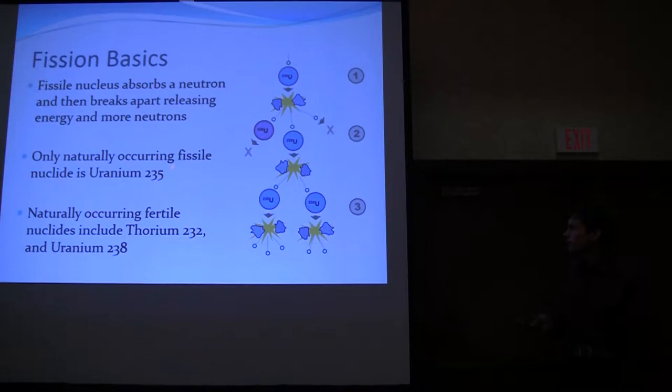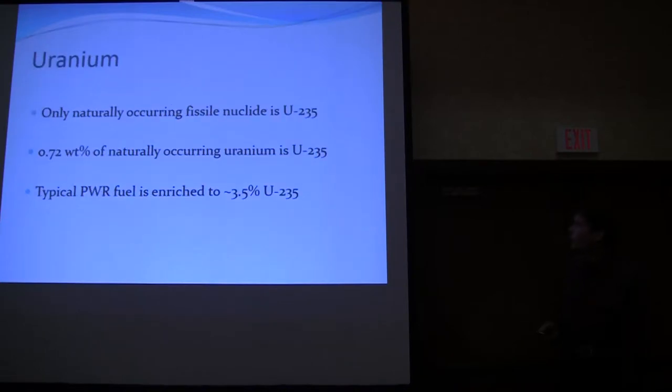The only naturally occurring fissile nucleus is uranium-235. And then the other 2 things that occur in nature that are useful in this process are thorium-232 and uranium-238, which is most of uranium. And so I explained this earlier, and the amount of uranium-235 you have is 0.72% of the uranium. And we typically enrich this to around 3.5%, it varies a little bit with the reactor, in order to run it in the power plants.